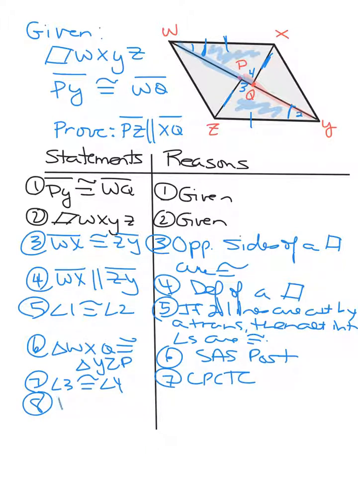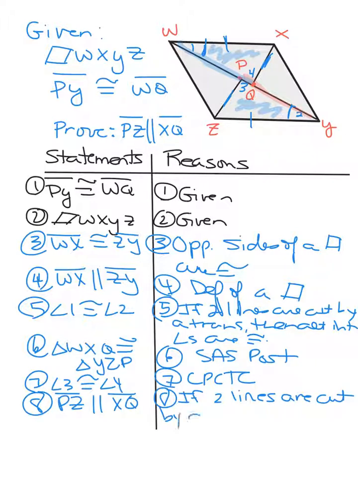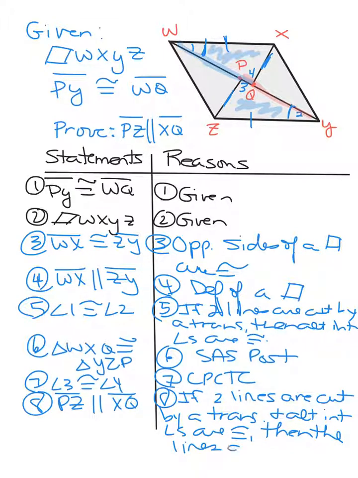And then I'm ready for my last step. I know that these lines are parallel. Segment PZ is parallel to segment XQ, and that is because if two lines are cut by a transversal and alternate interior angles are congruent, then the lines are parallel.